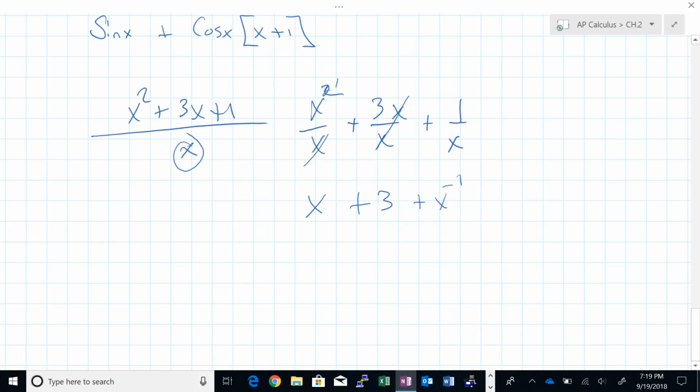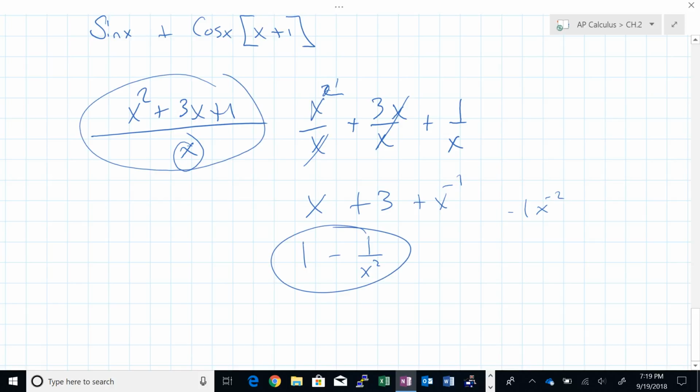Now we differentiate. Derivative of x is 1, derivative of that is 0, and this becomes negative 1 over x squared. I just did it real fast. So it'd be negative 1 x to the negative 2. Okay? So do some cleanup, then differentiate.